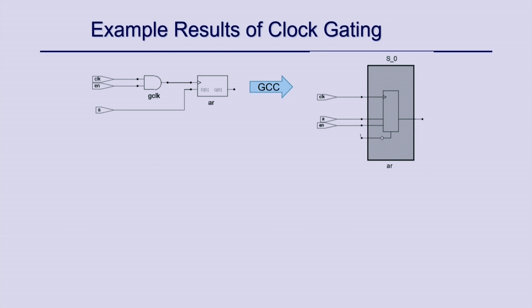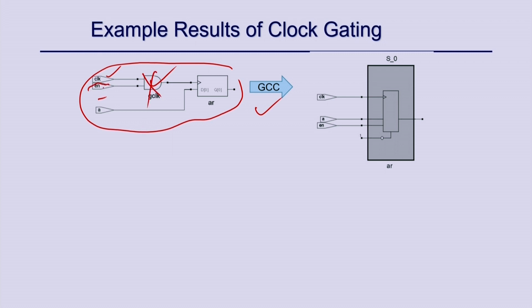So, here is an example. Suppose you have this circuit where you have a gated clock, and this is clock and enable. If you synthesize this with Synopsys Simplify Pro, and if you enable the GCC gated clock conversion option, what will happen here? It will remove this AND gate, take this enable and connect it directly to the enable point, and this clock directly to the clock point of this particular flip flop, right.